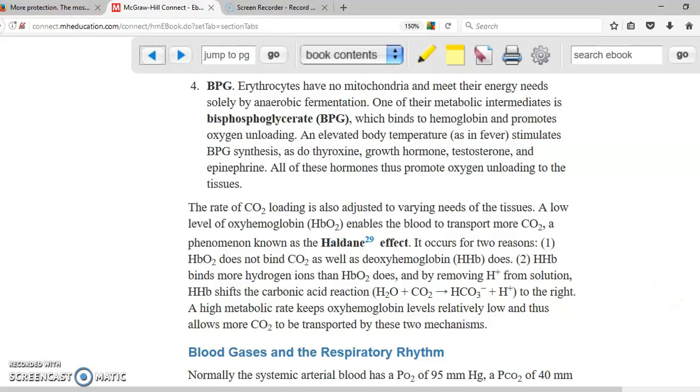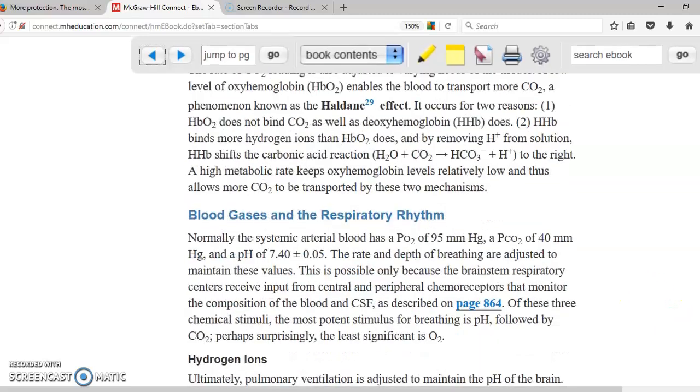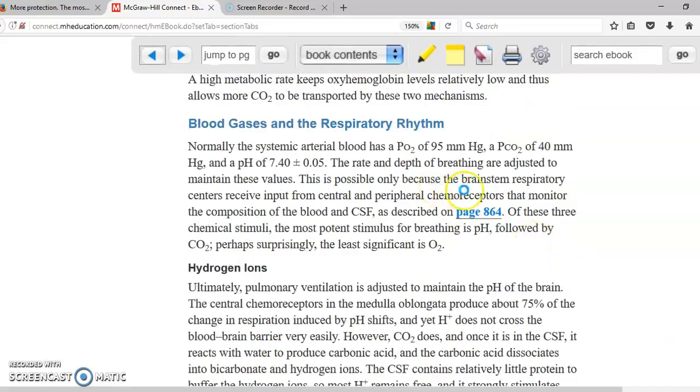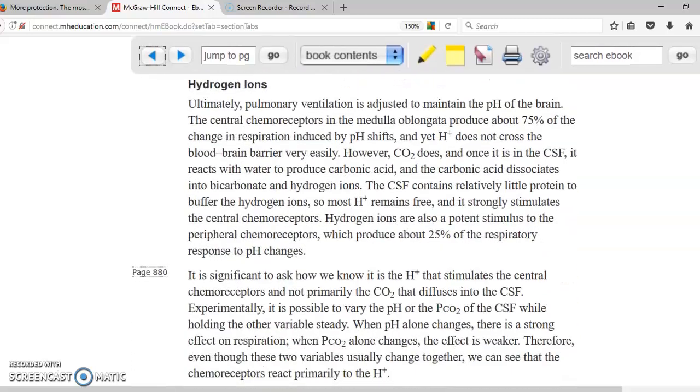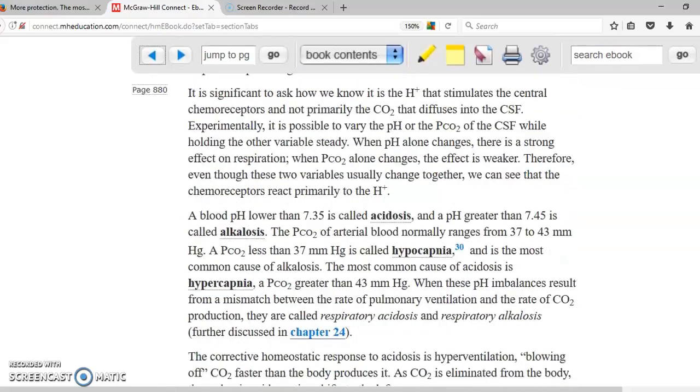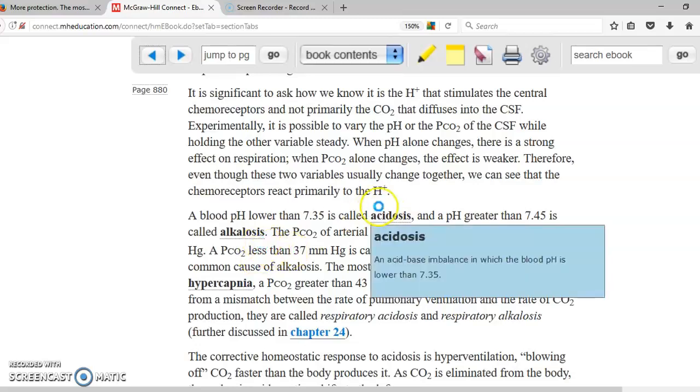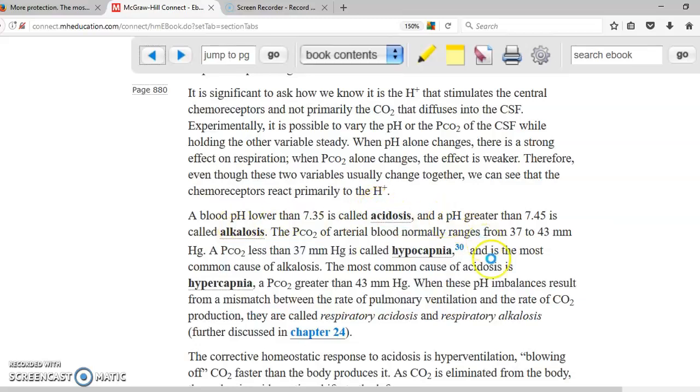Let's keep scrolling down. Right here we have blood gases and respiratory rhythm. How do we adjust the respiratory rhythm? Faster, slower. Hydrogens will change the pH, and because of change of pH, that's one very important factor that is going to make you change the way we are going to breathe. Obviously, changes in pH are going to give you acidosis and alkalosis. And remember, these changes in pH depend on the levels of carbon dioxide. So low levels of carbon dioxide, hypocapnia, high levels of carbon dioxide, hypercapnia.